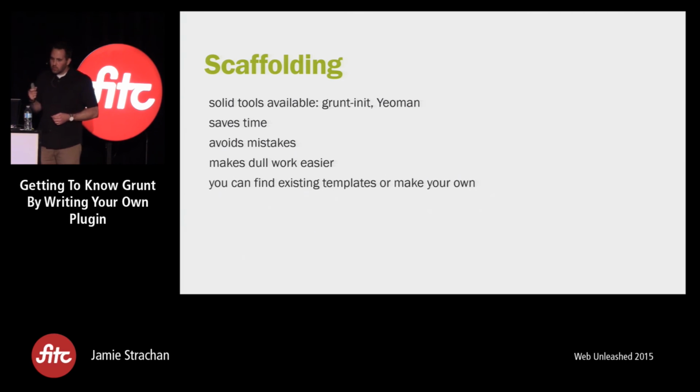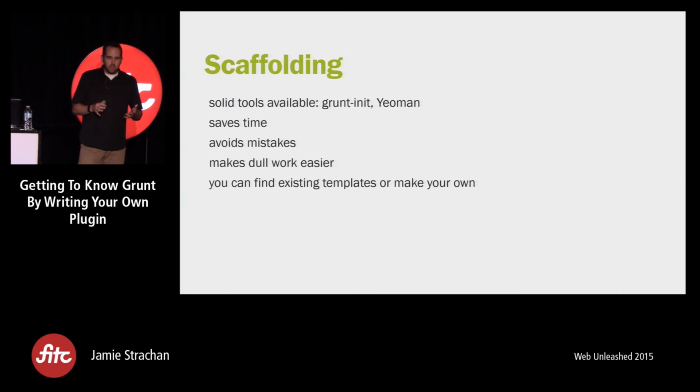And finally, you can find existing templates. Like I say, Yeoman has a lot of generators that you can use for all the different types of projects that you want to work on, but you can build your own, which is even better. So if you have a type of boilerplate or a type of project or the kinds of things that you do every time you start a new project, you can actually create your own Yeoman generator, your own Grunt init template to get those things done automatically for you, which is great.